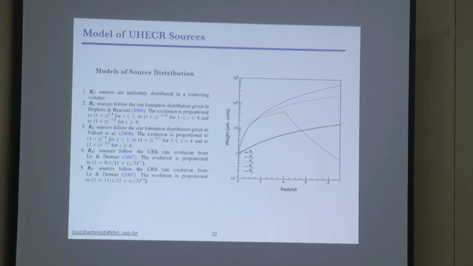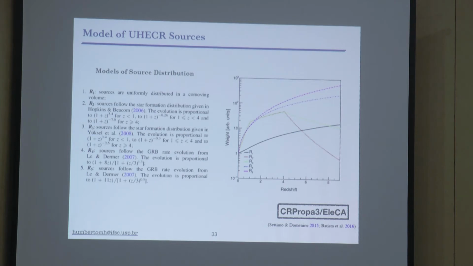In addition to that, we also need to select some model of source distribution in the universe. We have chosen 5 different scenarios, going from the most naive, where we assume that every source is uniformly distributed in the comoving model, just as a reference. And we have 4 additional scenarios that you can compare in this plot, which is through time. I'm going to go to the next step.